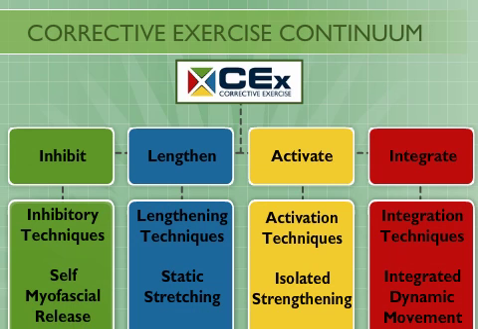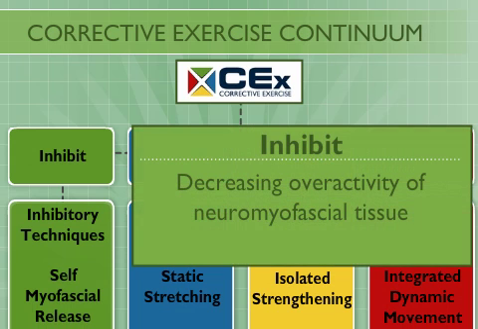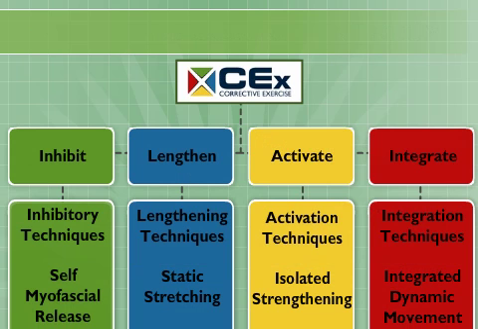The first phase in the corrective exercise continuum is to inhibit. The term inhibit refers to the process of decreasing overactivity of the neuromyofascial tissues that contribute to human movement impairment. The primary inhibitory technique that will be utilized by the health and fitness professional and that will be discussed in this presentation is self-myofascial release, which is typically performed with a foam roller.